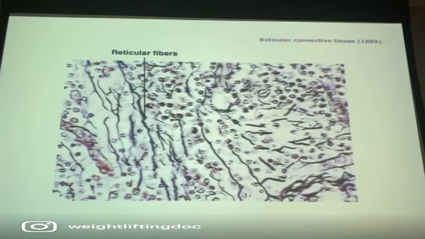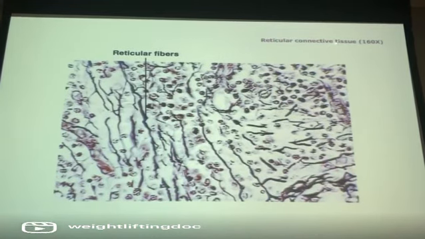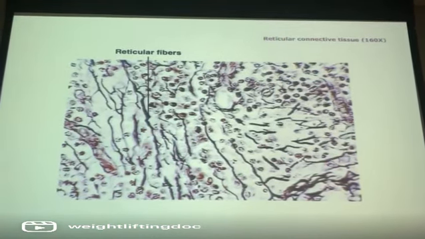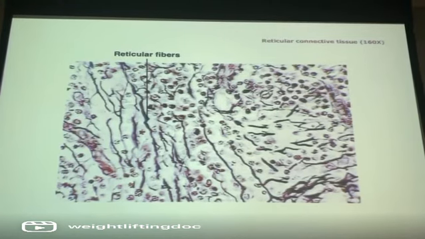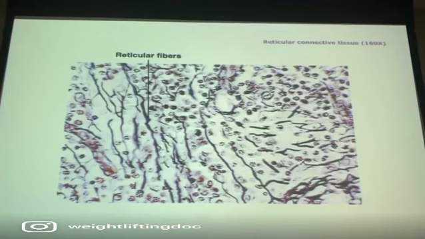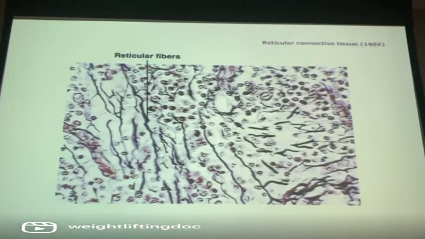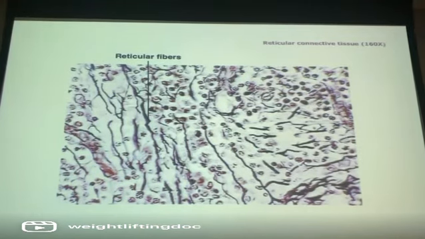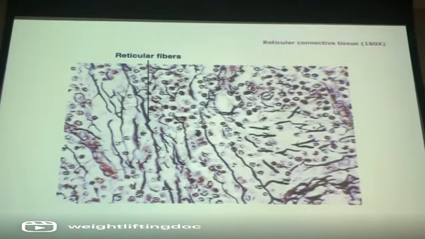We can see some cells in here as well. Well, this is reticular connective tissue. It's also a connective tissue proper, so these cells are actually going to be fibroblasts as well, or fibroblast nuclei. And then the fibers are going to be reticular fibers. The way I recognize this, it looks like trees with leaves falling off, right? So it's autumn and the leaves are falling off the trees, and that's going to be reticular connective tissue.